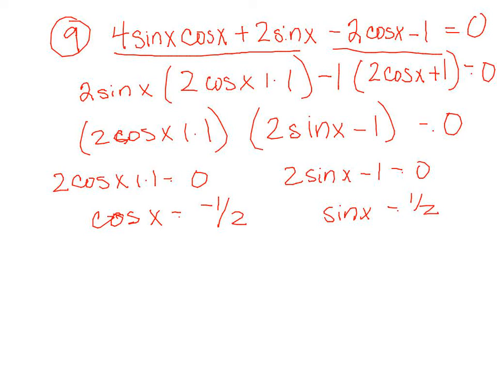And where does this occur? Sine is 1/2 at pi over 6 and 5 pi over 6. Cosine is negative 1/2 at 2 pi over 3 and 4 pi over 3.